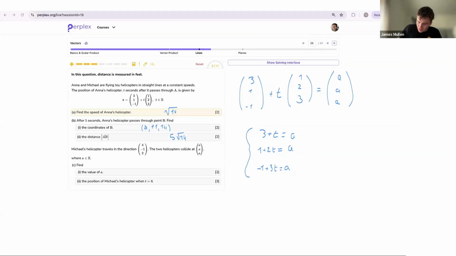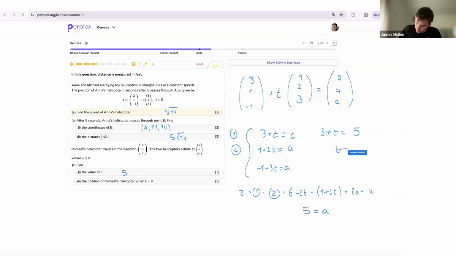Okay, now what I can do is, this is equation 1 and equation 2. I'll do 2 times equation 1 minus equation 2. And that's going to give me 6 plus 2t minus 1 plus 2t is equal to 2a minus a. So in other words, it's going to give me 5 is equal to a. And therefore a is equal to 5. So a is equal to 5. All right. And that means the time at which that happens is going to be, so 3 plus t is equal to 5.